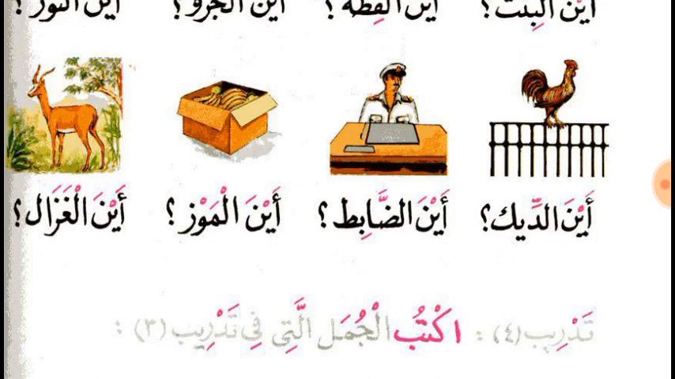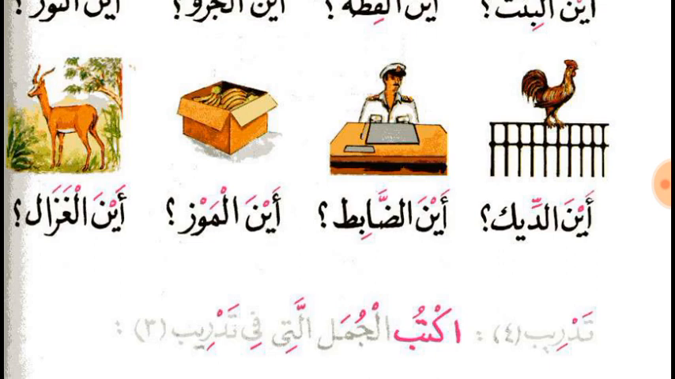Aina al-dabit? Where is the inspector? الضابط خلف المكتب. Okay. The inspector is behind the desk. أين الموز؟ Where is the banana? الموز في الصندوق. Okay. The banana is in the box. Yes.